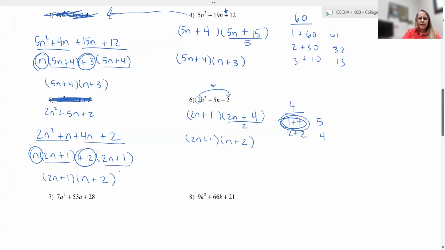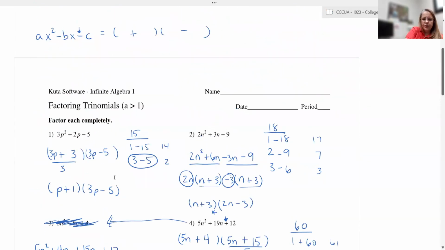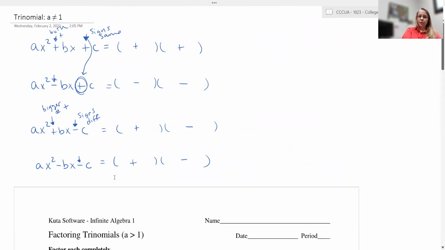And we're done. So I hope that helps you with factoring trinomials where a is not 1, where it's greater than 1. More importantly, it's not 1.